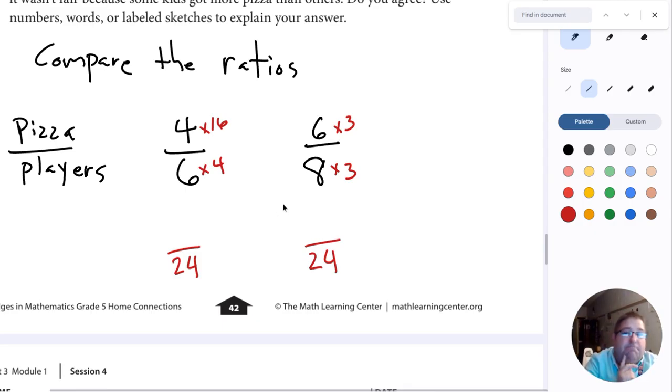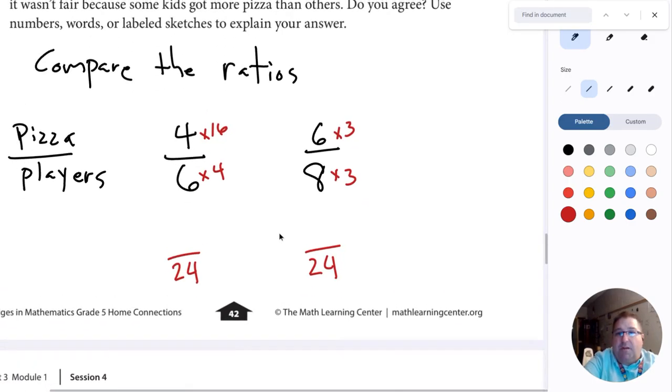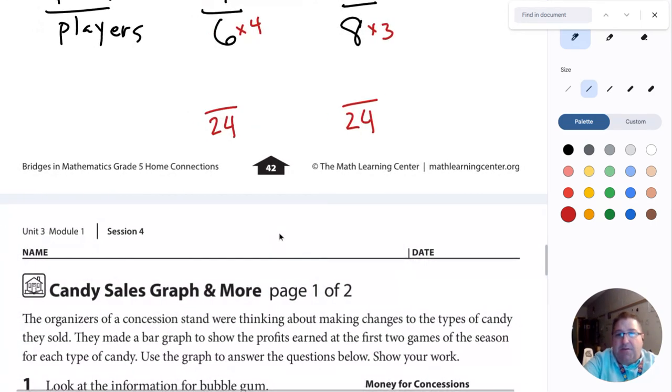And then just think, would it be more fair if we had more pizza per player or less pizza? So with the cans earlier this year, we wanted the lowest one because it was cheaper. But if you're eating pizza, you probably want the one that has more pizza per. So we'll talk more in class, but again, just compare those ratios.